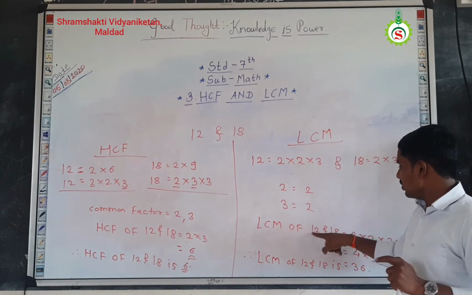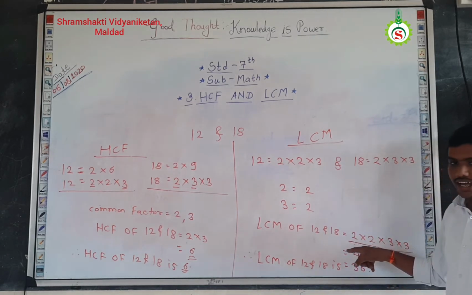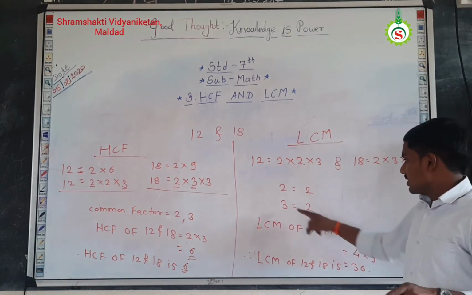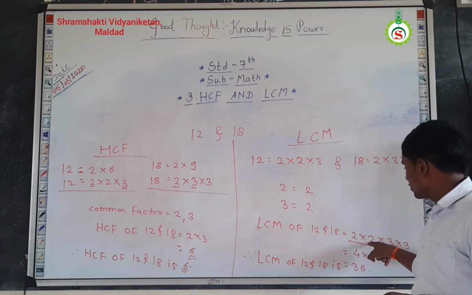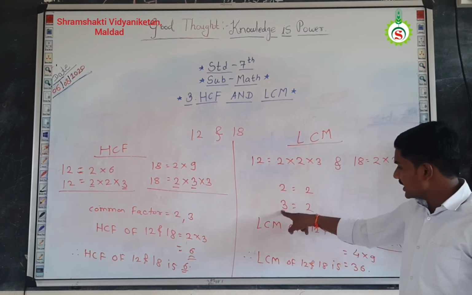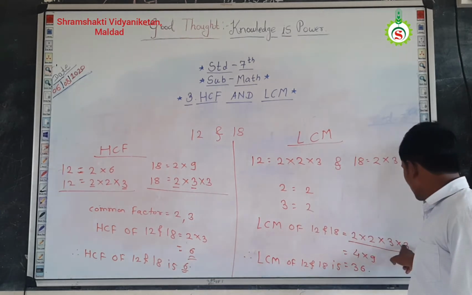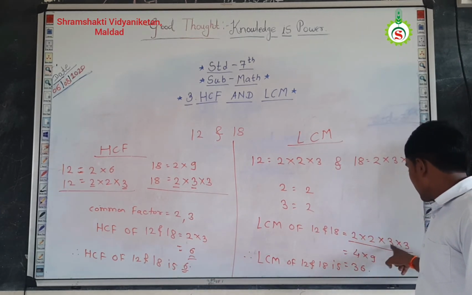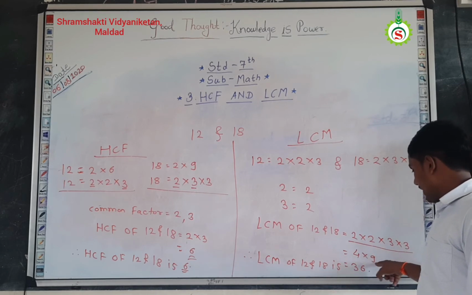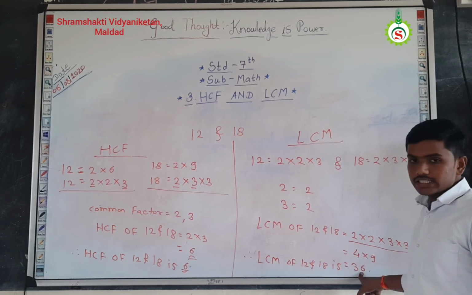Therefore, the LCM of 12 and 18 is equal to what I have taken: the multiplication. 2 occurs 2 times, that's why 2 into 2, and again multiply by 3. 3 is the next factor and 3 occurs a maximum of 2 times, so 3 into 3. So 2 2s are 4 and 3 3s are 9. So 4 9s are 36.